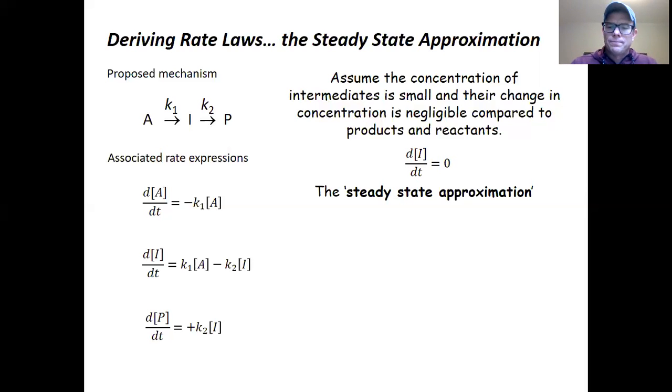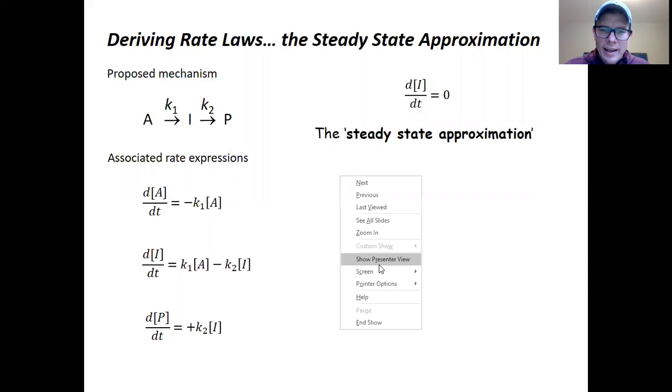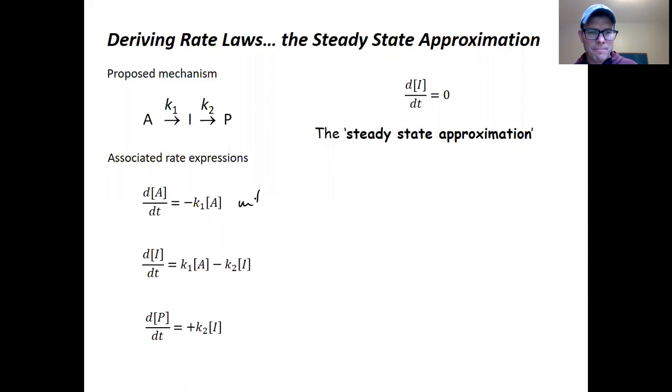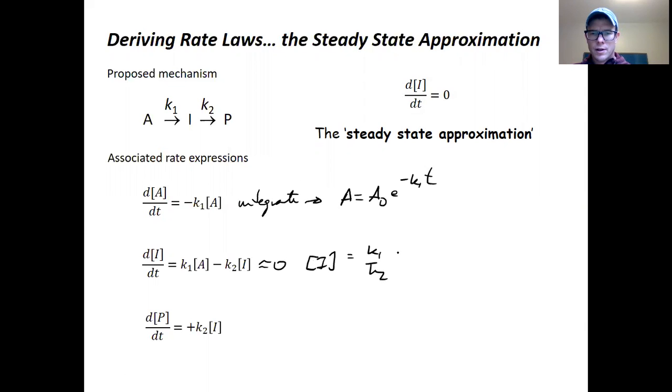And it turns out this is immensely useful. Let me show you. For the first expression, dA/dt, this is just a simple first order expression. We can integrate it. If I do that, I get something like A equals A naught e to the minus k1t. You know how to do that. If I apply the steady state approximation to the intermediate, I can say that this is approximately equal to 0, in which case the concentration of I is equal to k1 over k2 times the concentration of A. I take that, I plug it in, A0 k1 over k2 e to the minus k1t, and I could now integrate it.